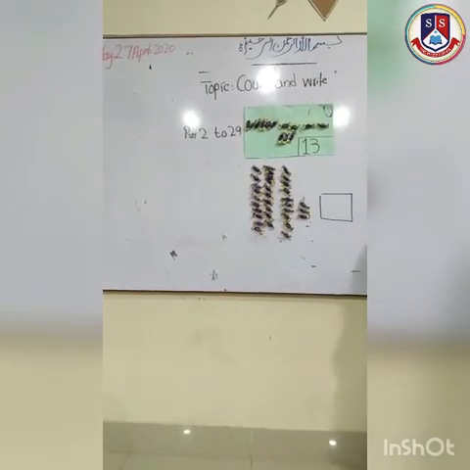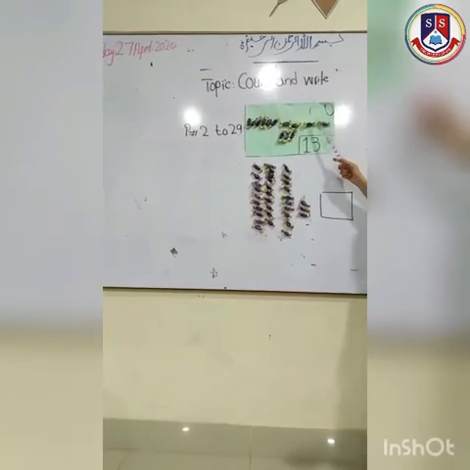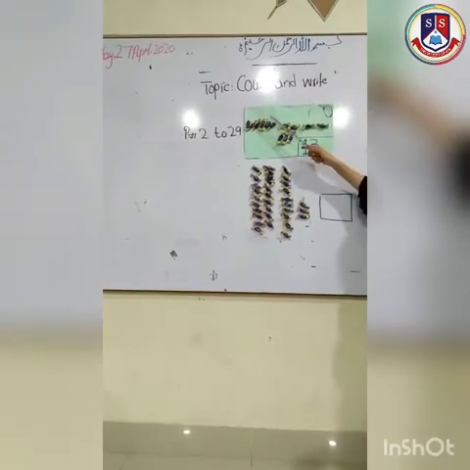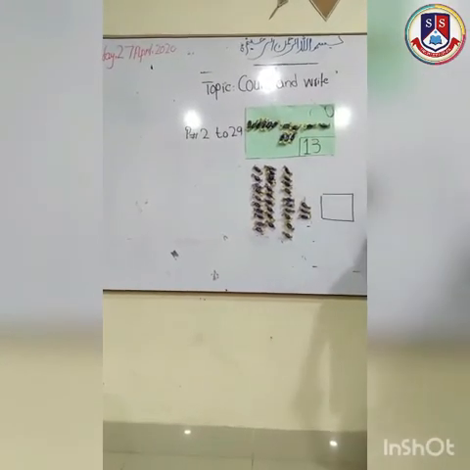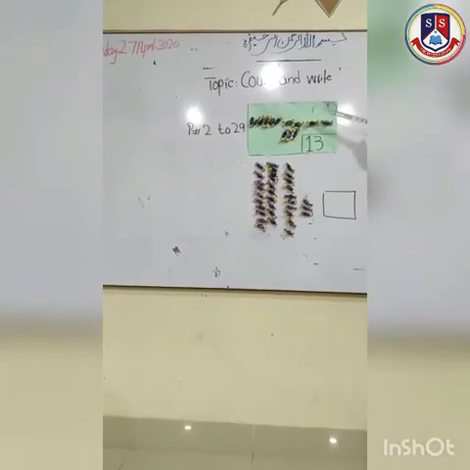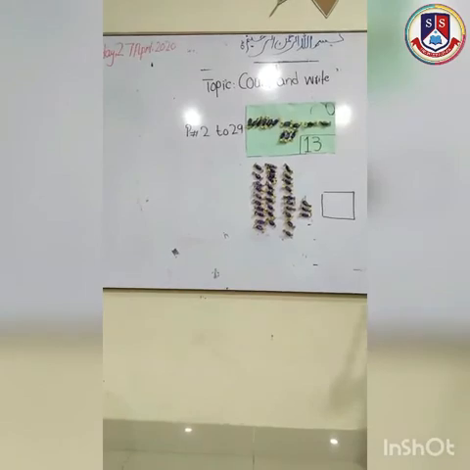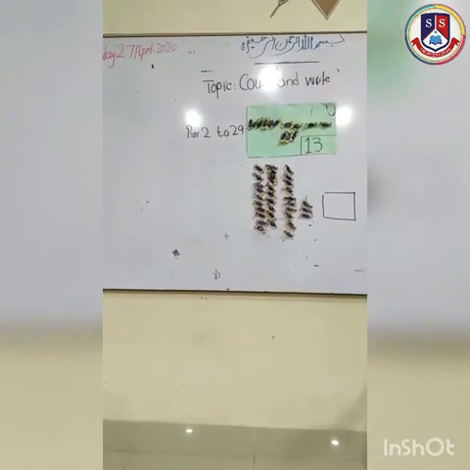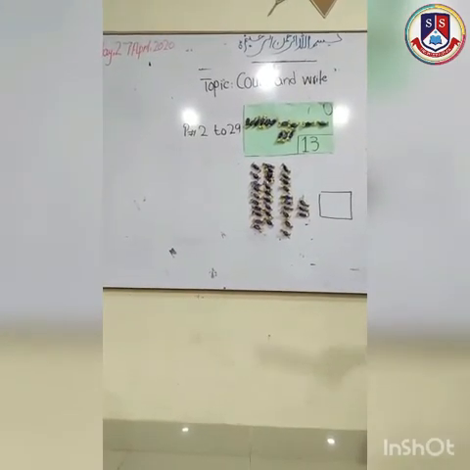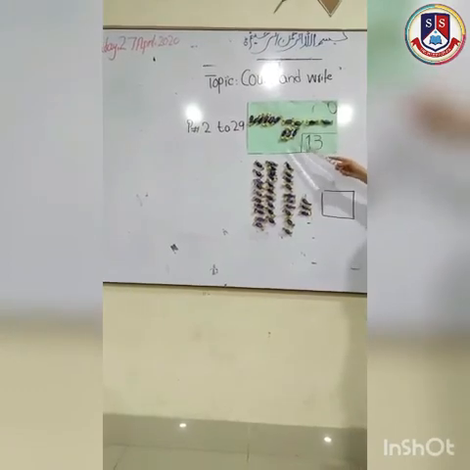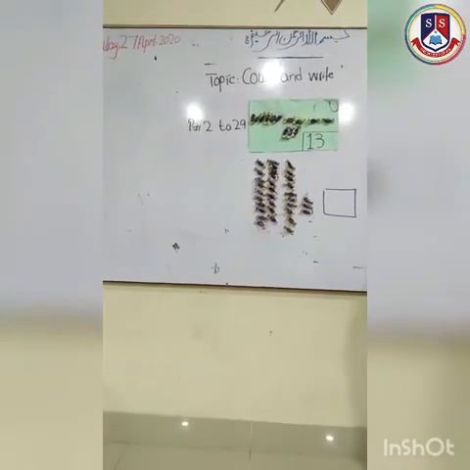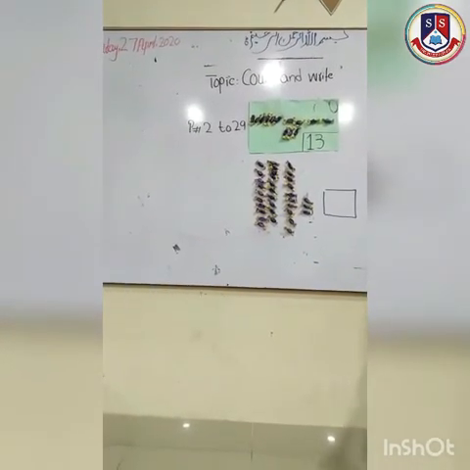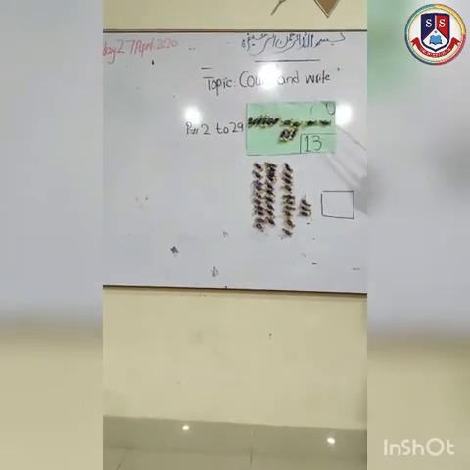And how many candies are here? We have to count them. So let's start from here. 1, 2, 3, 4, 5, 6, 7, 8, 9, 10. It means in the first row, in the upper row, there are 10 candies. And in the second row, how many candies are there? There are 3 candies. 10 plus 3 equal to 13. 10 and 3 total are 13.